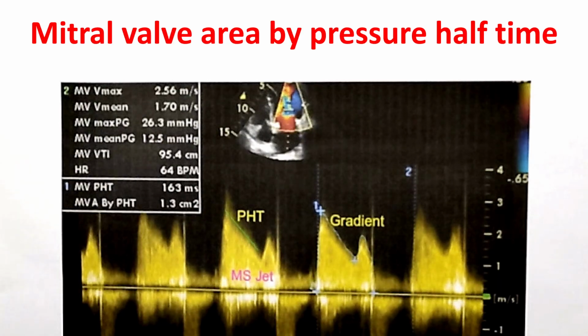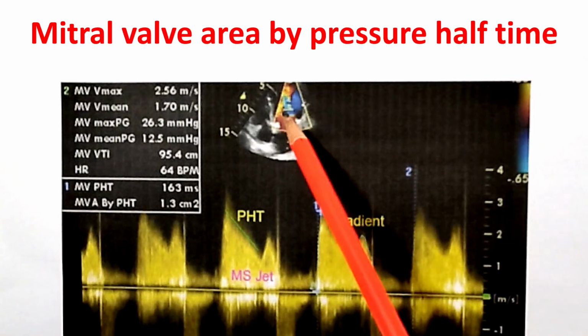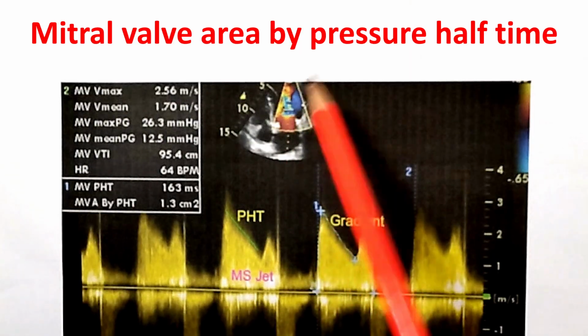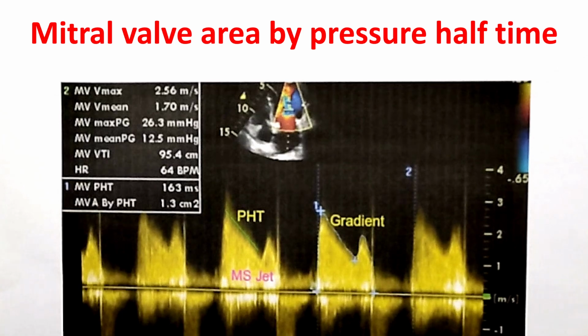Sometimes proximal isovelocity surface area, that is this surface area here, can be calculated by the PISA method, and mitral valve area can be calculated. That is a cumbersome method. So most commonly used are mitral valve area planimetry and mitral valve area by pressure half time. This is simple and can be measured even if we are not getting a good cross section by 2D echo.